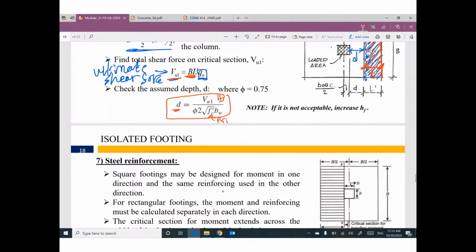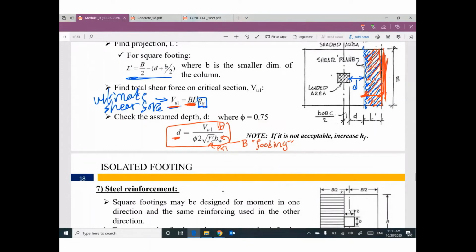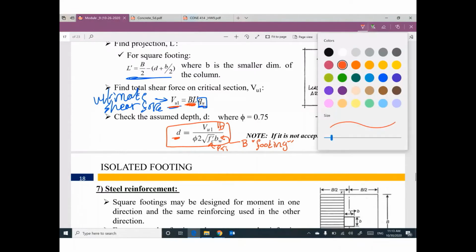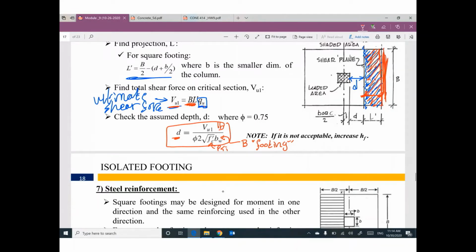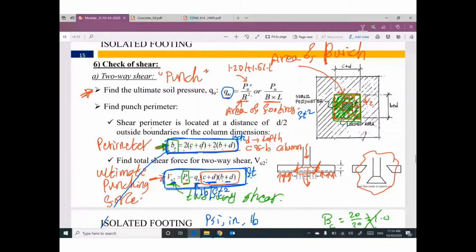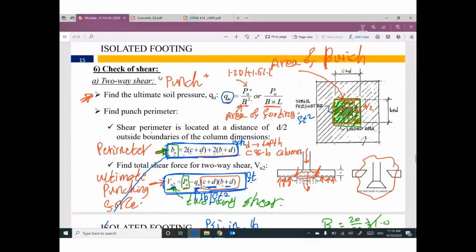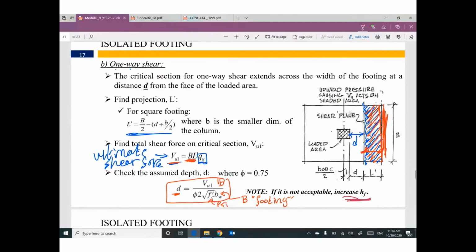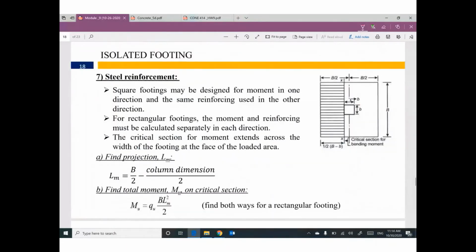b web here will be the width of the footing, this width. I hope the depth will be okay, because if not acceptable, we have to increase the thickness of the footing. So right now I did a check against punch, which is called two-way shear. I did a check against shear, which is called one-way shear. Next step, reinforcement. It's very easy.